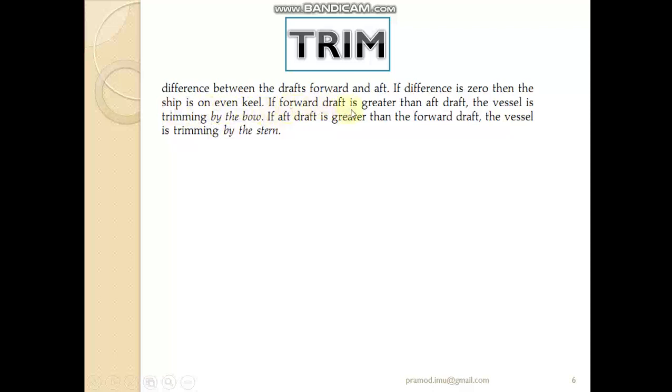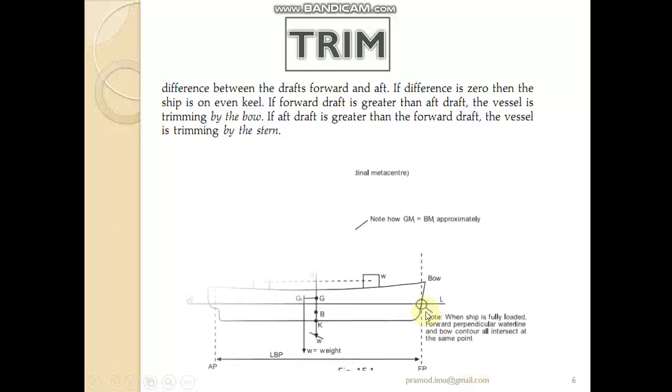Suppose the forward draft of a ship is greater than the aft draft, the vessel is said to have a trim by forward or trim by bow. And suppose the aft draft is greater than the forward draft, the vessel is said to have a trim by aft or trim by stern. So this is how we define trim, and this is how we study different conditions of trim.